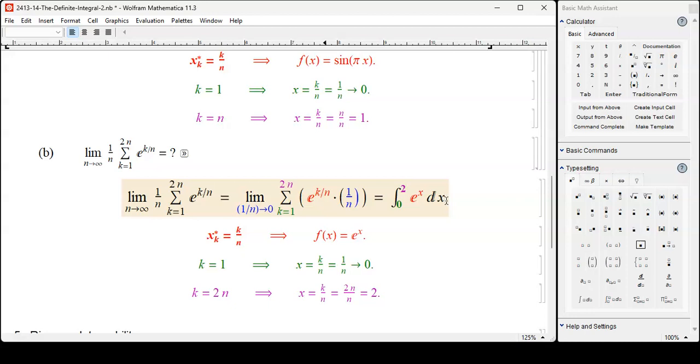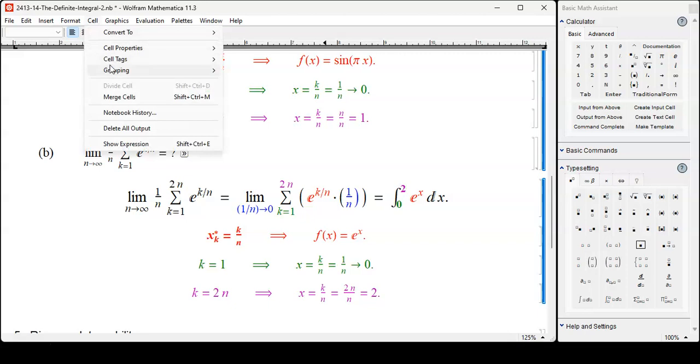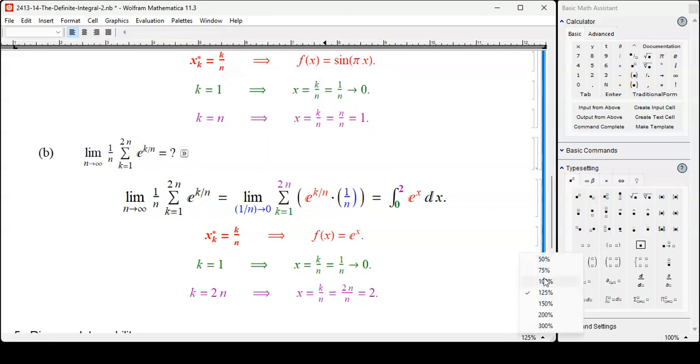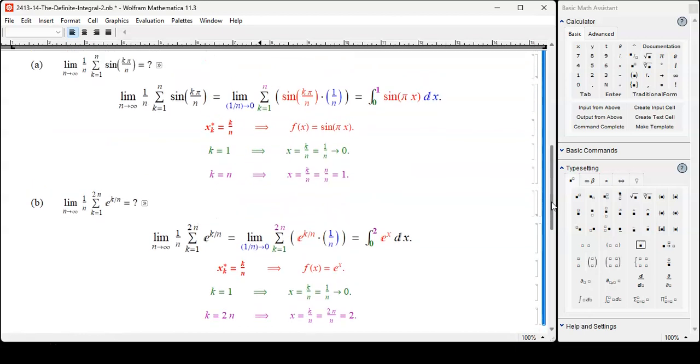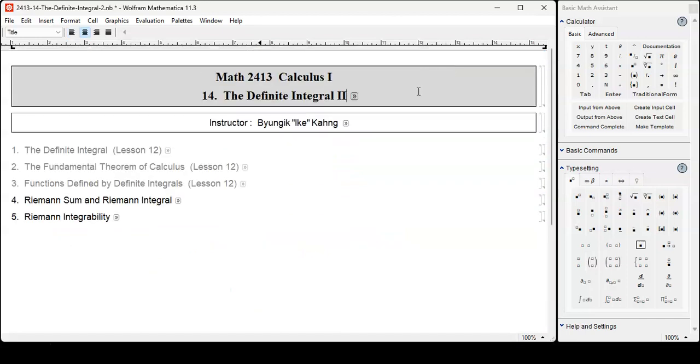So a little bit more expanded form, but the same. Get this assumption, k over n, and get your function. And the starting k value and ending k value will give you the interval. There you go. Both problems completed in the same viewing window. That completes section 4. See you in section 5.